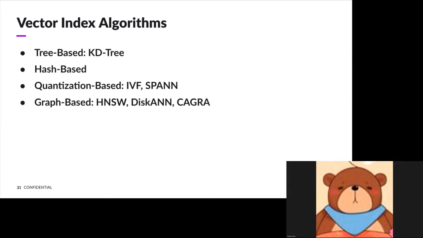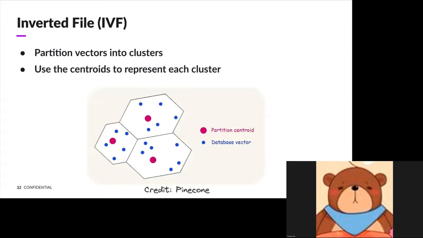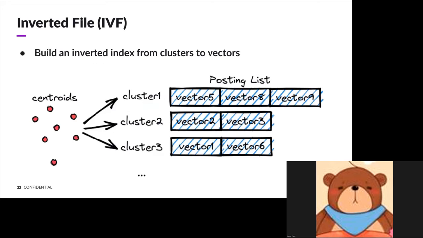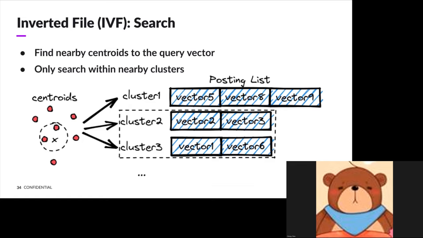Let's look deeper into two common popular vector index algorithms, IVF and HNSW. So IVF, or inverted file, partitions vectors into clusters and uses centroids to represent each cluster. It builds an inverted index from clusters or centroids to vectors. And during the search, it first finds the nearby centroids to the query vector and only searches within nearby centroids.